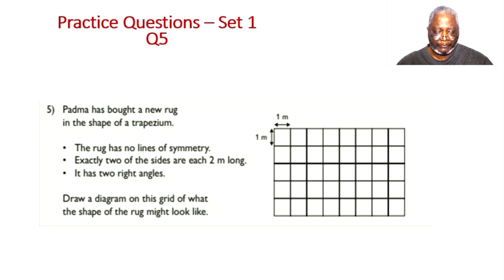Practice question 5. Padma has bought a new rug in the shape of a trapezium. The rug has no lines of symmetry. Exactly two of the sides are each 2 meters long. It has two right angles. Draw the diagram on the grid of what the shape of the rug might look like.